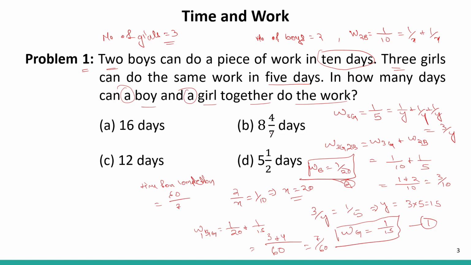Because 7 into 8 is equal to 56, plus 4 is equal to 60. So 60 by 7. Among these 4 options, only one option is actually correct. So in problem number 1, option B is the only correct one. Options A, C and D are all wrong answers.